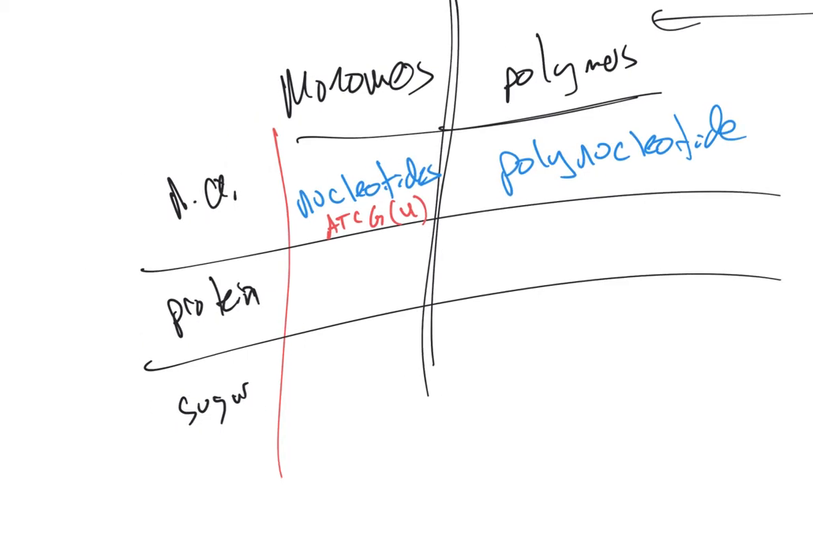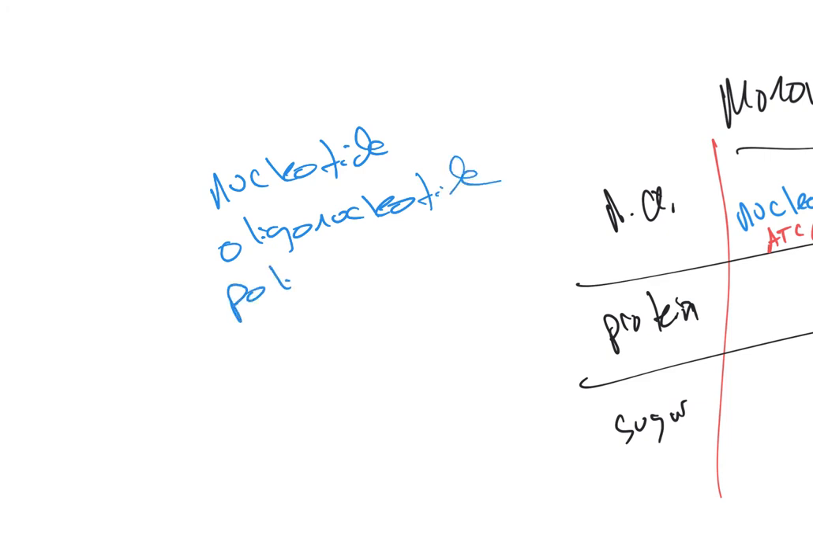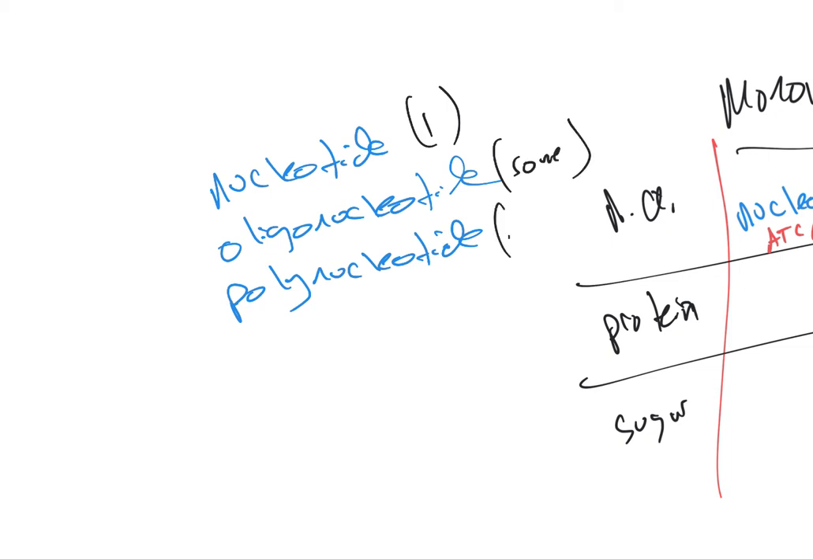Okay? Quick aside, on the exam, you may see nucleotide. You may see oligonucleotide. And you may see polynucleotide. Nucleotide is one. Oligo is some. Poly is many. So an oligonucleotide is smaller than a polynucleotide. So an oligonucleotide, for example, could simply be 10 or 20.